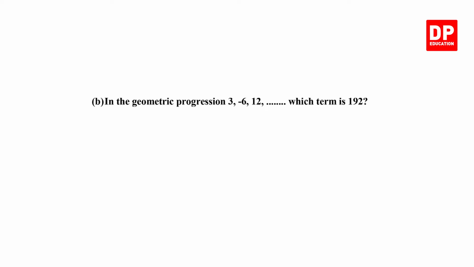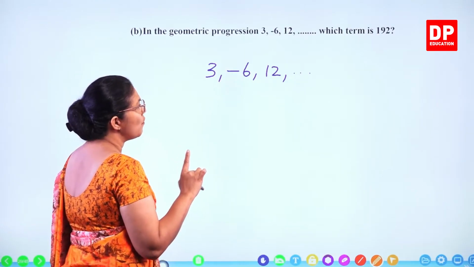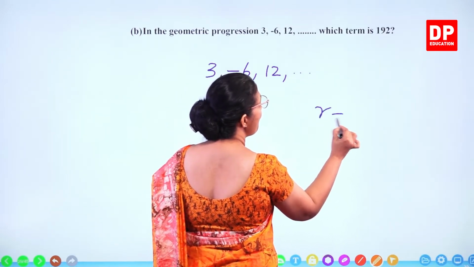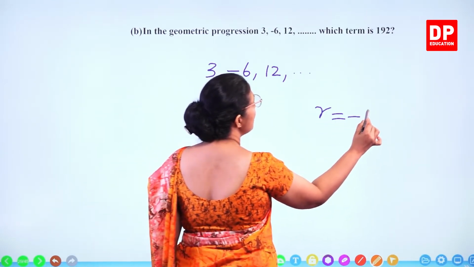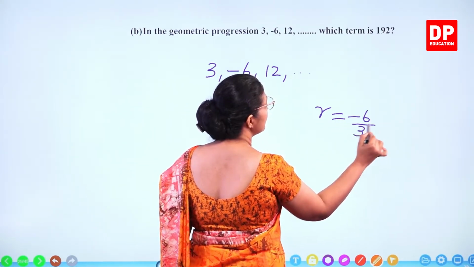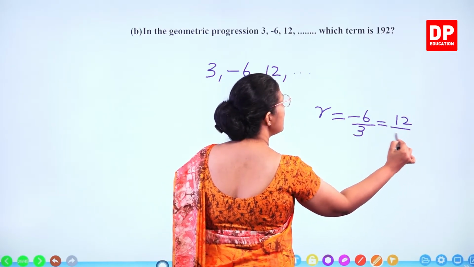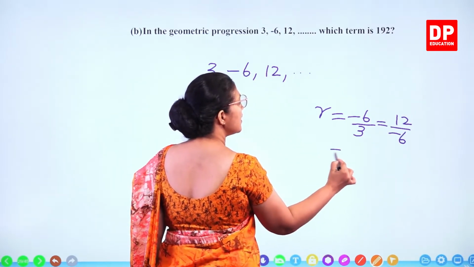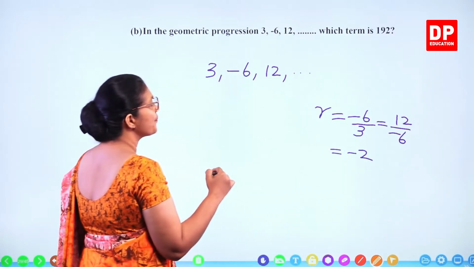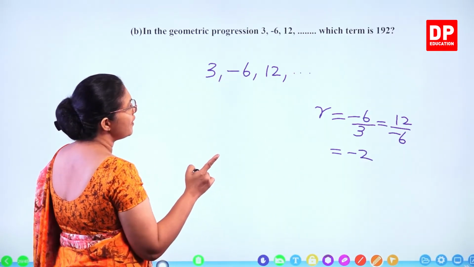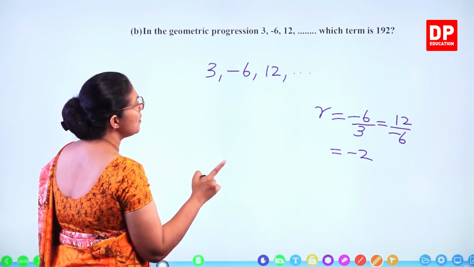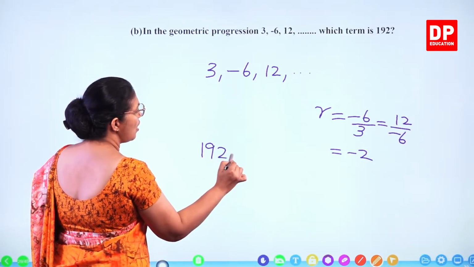You have been given 3 as the first term. And which term is 192? Now this is geometric. What's the common ratio? Any term divided by the previous term. Or you can do 12 divided by minus 6. So what's the answer? It's minus 2. So we know the common ratio and the first term. So which term is 192?